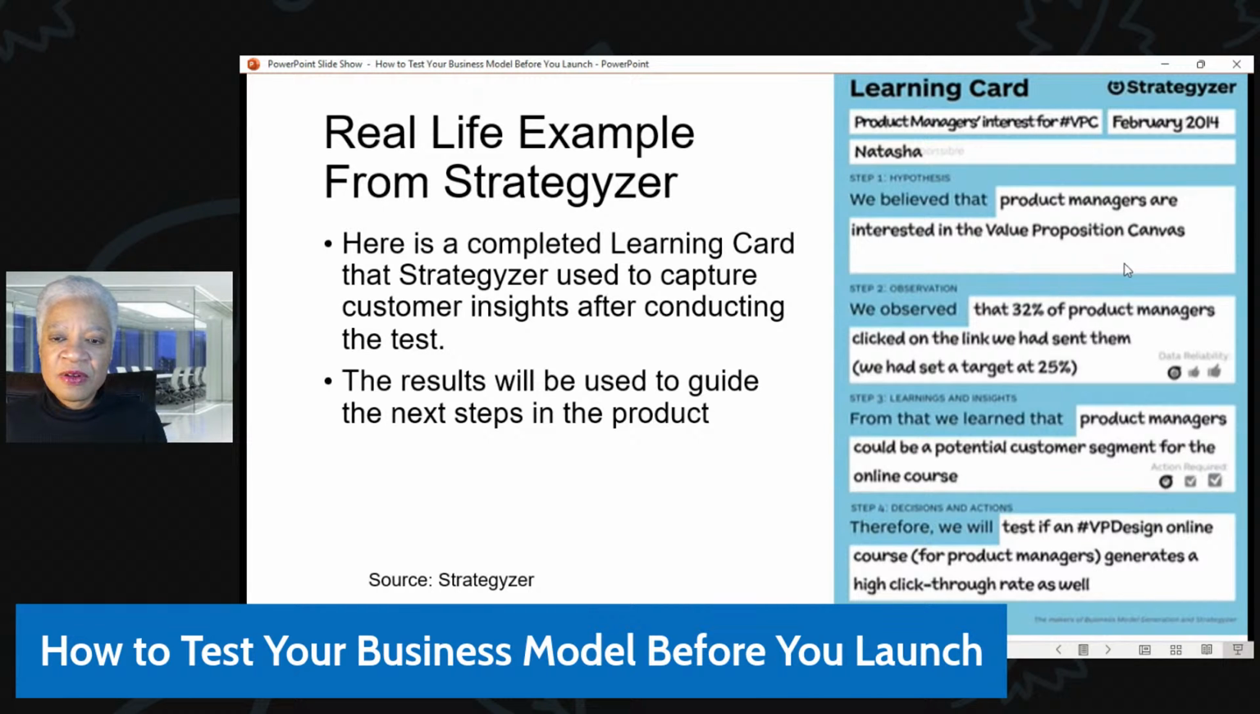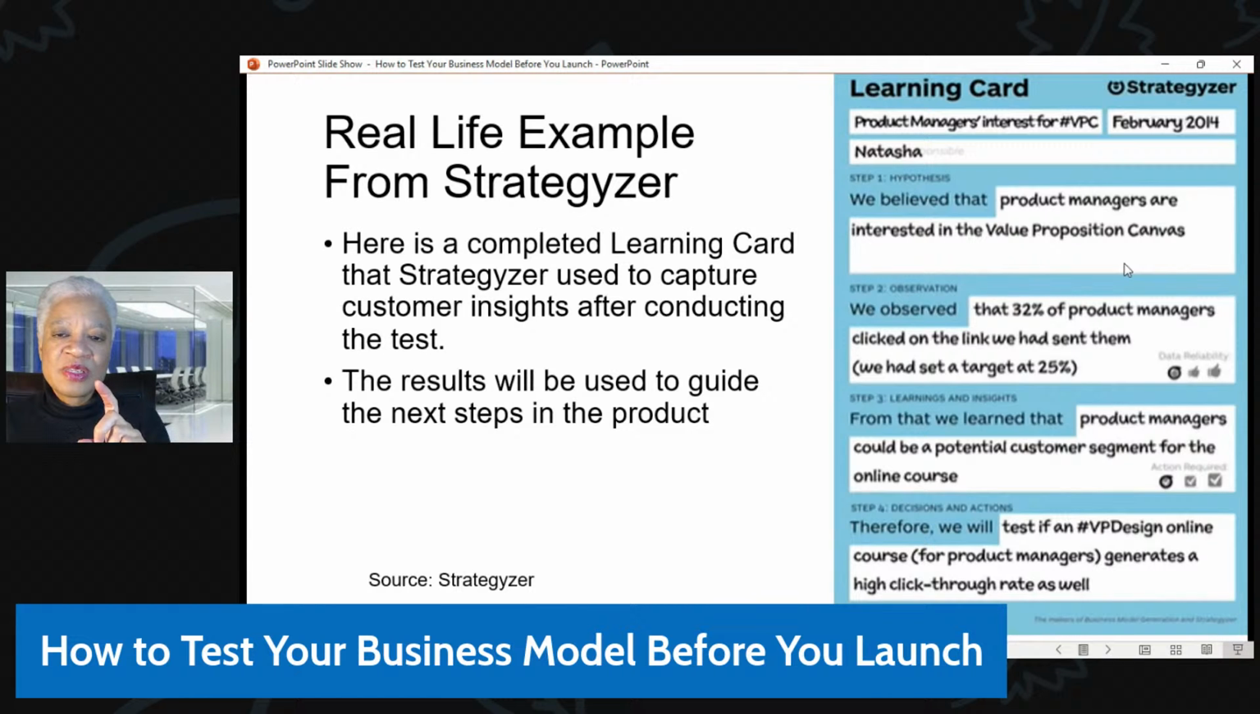So they sent out an advertisement of this new product, and they said that if 25% would actually click onto the link, then we know that there's a potential to get some traction. But they actually did better than they thought that they would. All right, so from that, they learned that product managers could be a potential customer segment for the online course. So they're going to sell this course to more than one segment for customers.